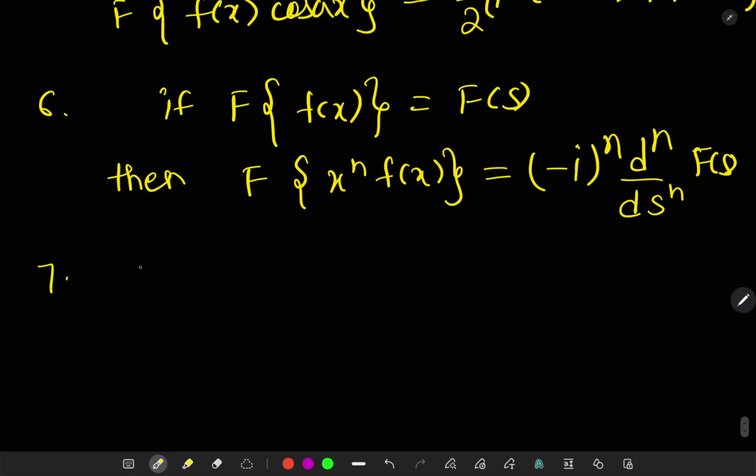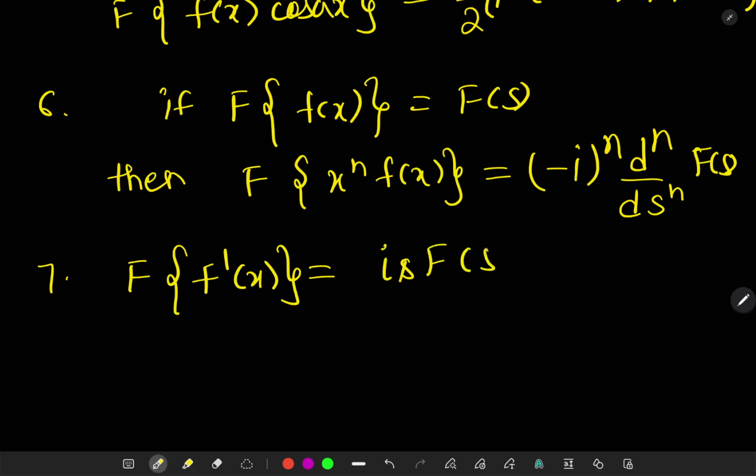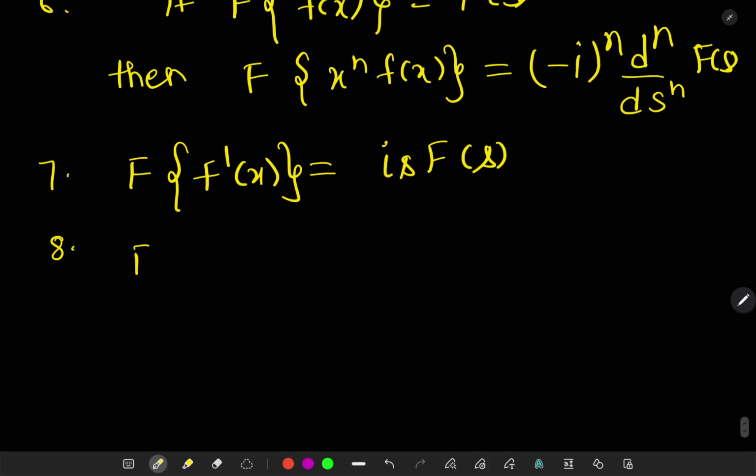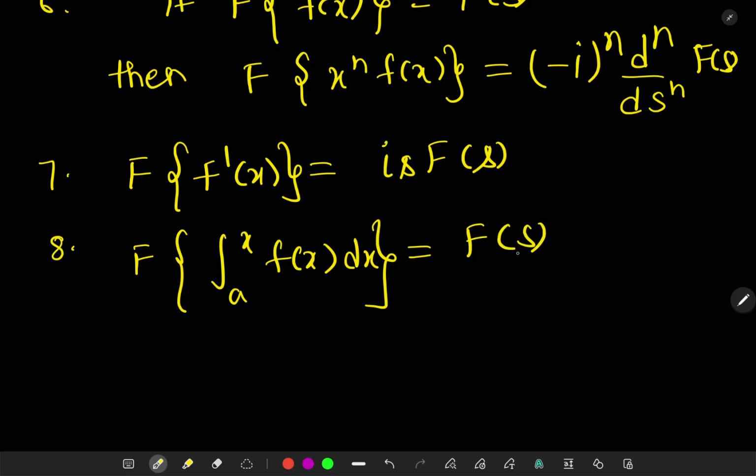Now seventh property, Fourier transform of f dash x is equal to iota s f of s. Now eighth property is Fourier transform of integral a to x f of x dx equals to f of s divided by minus iota s, or we can write iota by s f of s.